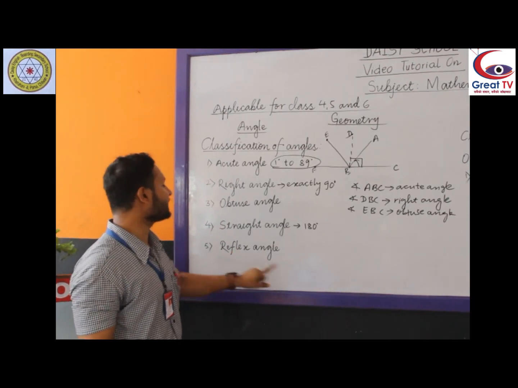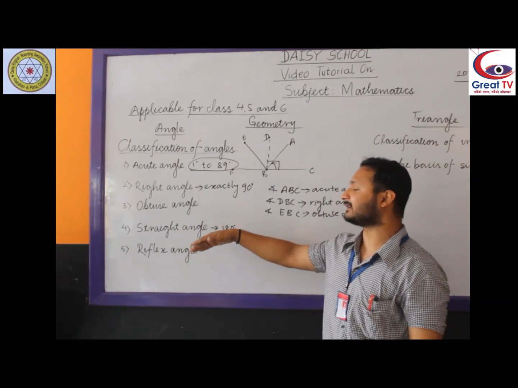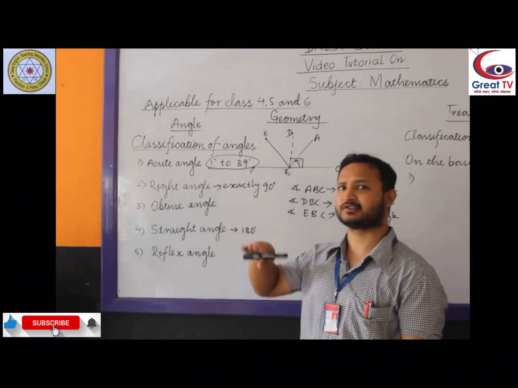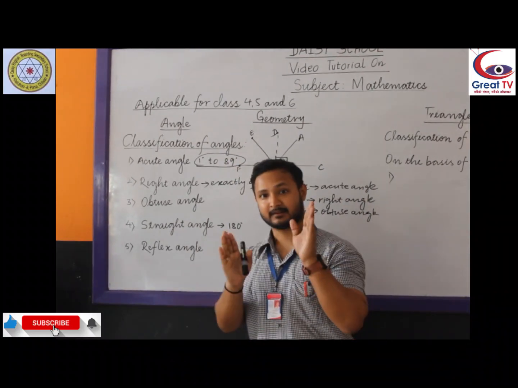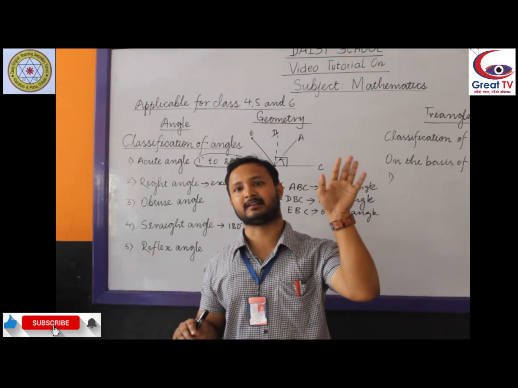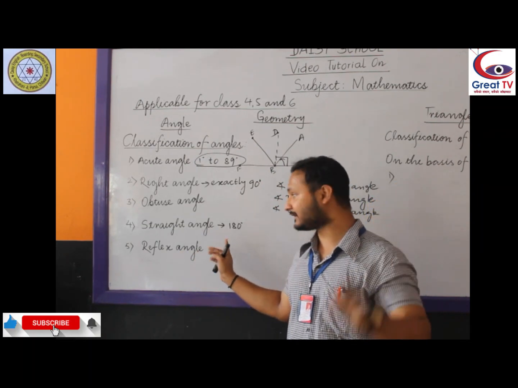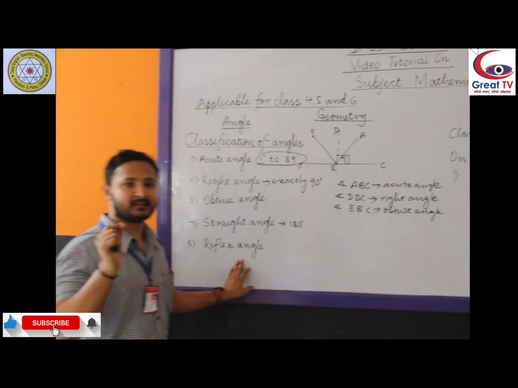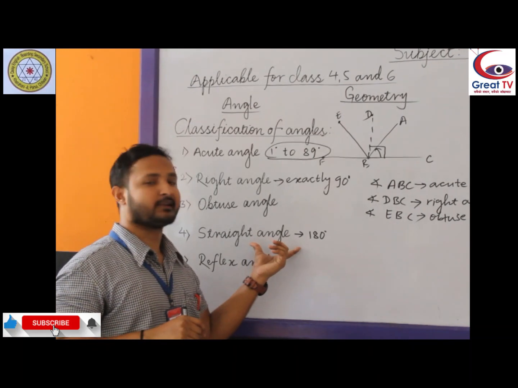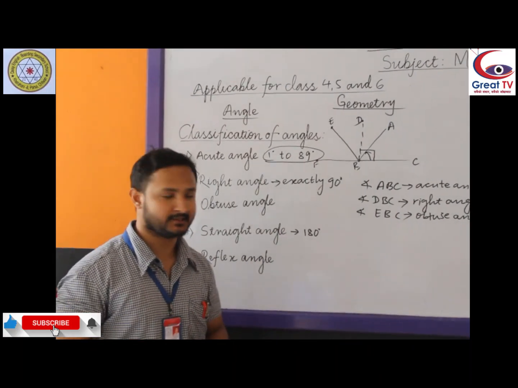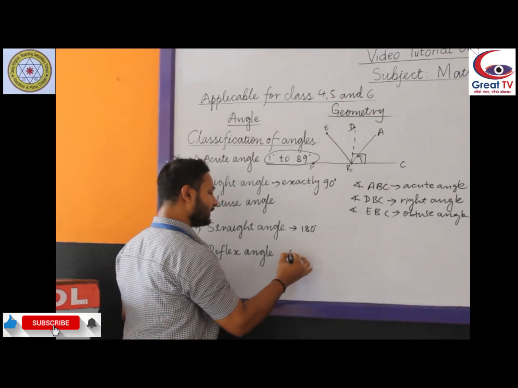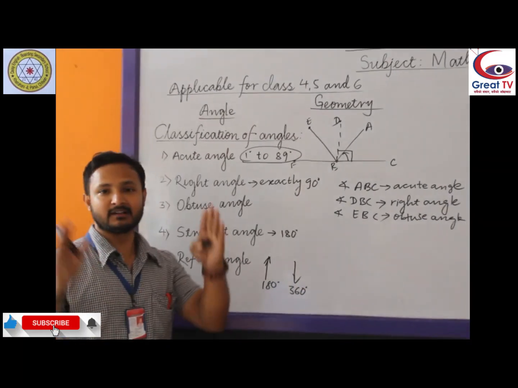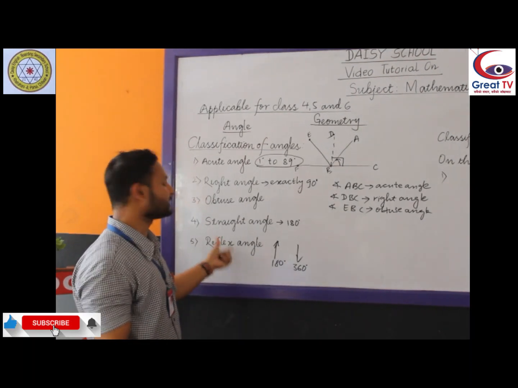Okay, now let's switch to reflex angle. Reflex angle is the angle greater than straight angle, and at the same time it must not be greater than 360 degrees. You get my point? 420 degrees is greater than straight angle, 180 degrees, but that is not a reflex angle because that is greater than 360 degrees. That's why reflex angle means the angles which measure greater than straight angle, 180 degrees, and less than 360 degrees. The angles between 180 degrees and 360 degrees are known as reflex angles.